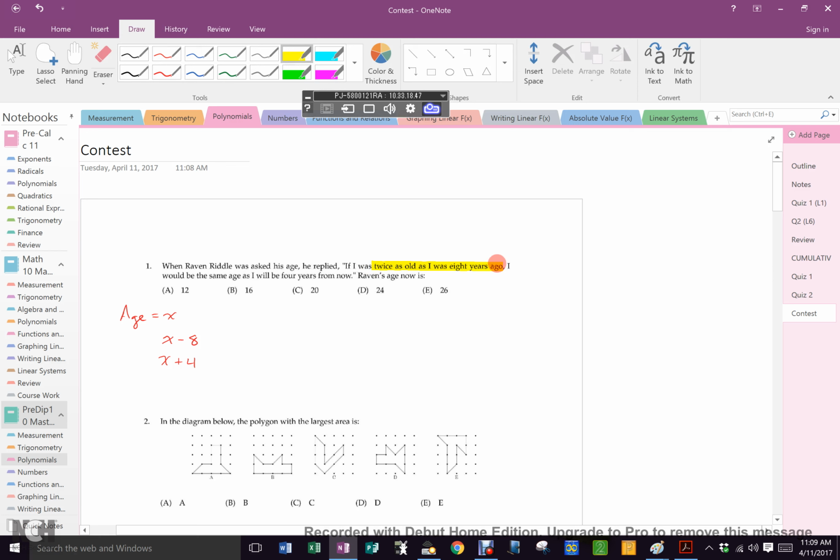Twice as old as I was 8 years ago. 2x minus 8, 2 times his age 8 years ago, would be the same, equals, as his age 4 years from now. Then you just solve it. 2x minus 16 equals x plus 4. X equals 20.